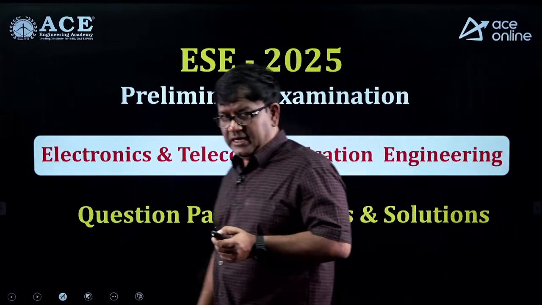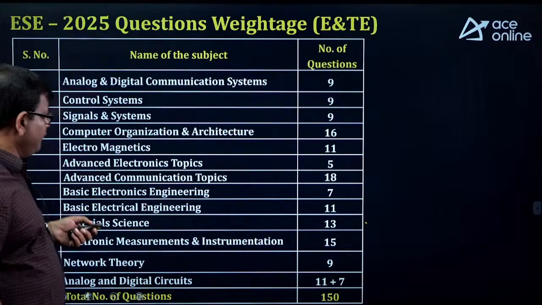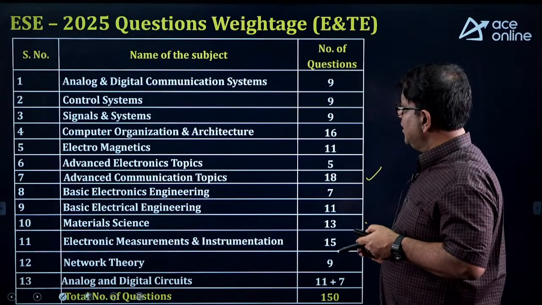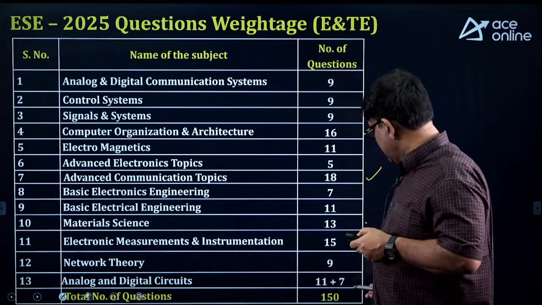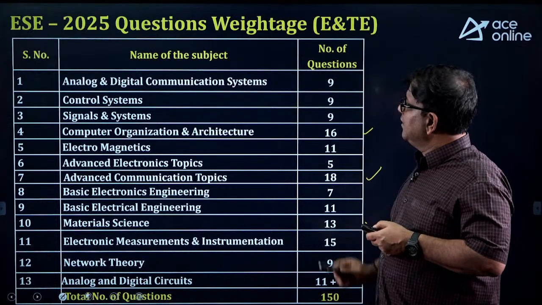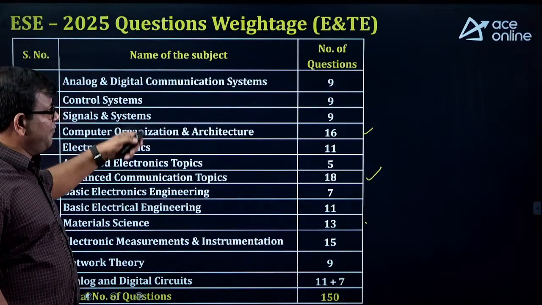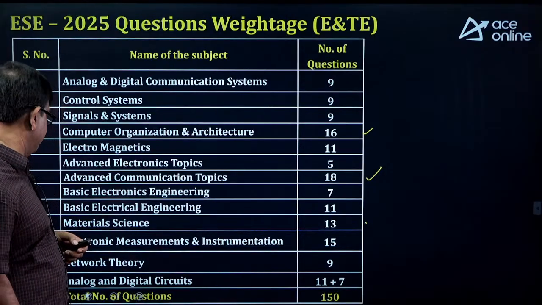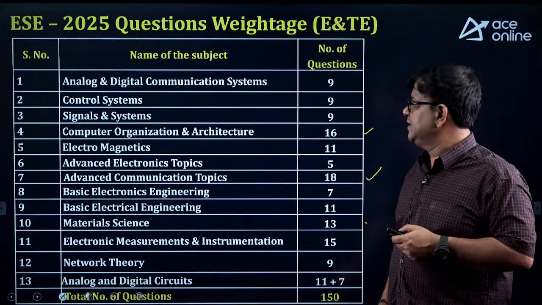Okay, students, let us go through the weightage in the respective subjects. You can see in advanced communication, we have got around 18 questions, computer organization and architecture around 16, analog and digital circuits around 18 questions, measurements and instrumentation is also important, and control systems, signals and systems. So you can see any subject, a minimum weightage of 10%, around 10 questions are guaranteed in every subject. Network theory around 9. So that means a student has to focus on almost all the subjects. Okay?